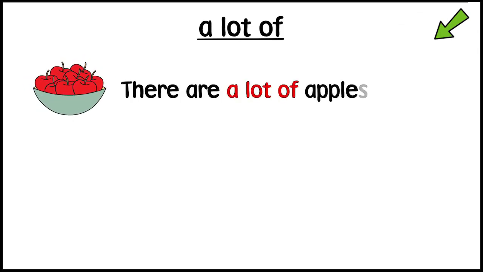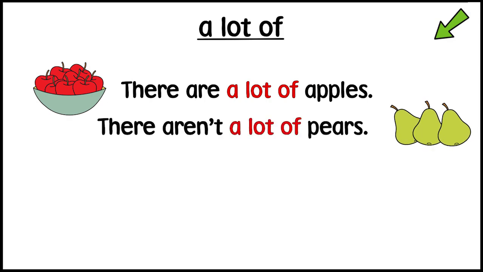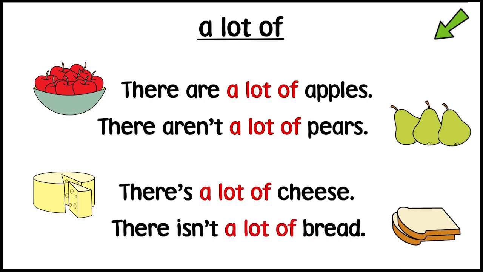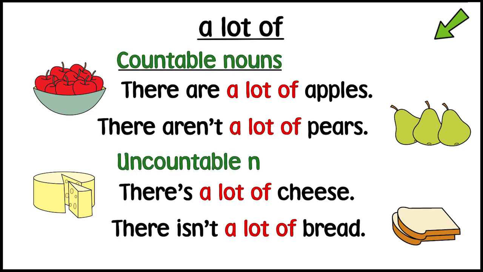There are a lot of apples. There aren't a lot of pears. There's a lot of cheese. There isn't a lot of bread. We can use a lot of with countable and uncountable nouns.